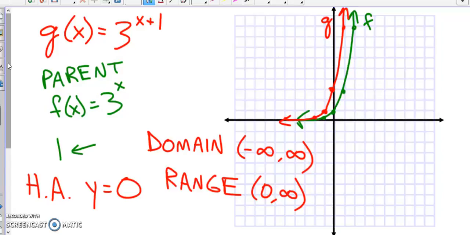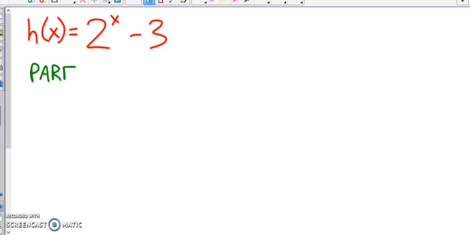Okay. Let's do another one. We ready? All right. So let's do h of x equals 2 to the x minus 3. So what's the parent function? Yeah, 2 to the x.